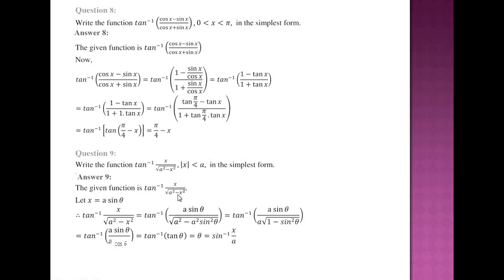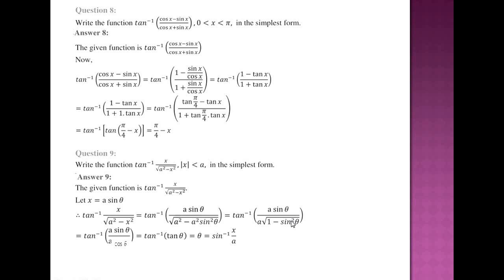So I have chosen x as a sin theta, because again I need to convert this into tan. The best thing I could feel is to take x as a sin theta. So a square is a square as it is, x square will become a square sin square theta. By taking a square common, you are left with 1 minus sine square theta. Since a square is common and the root is there, root of a square will become a, shifted outside the root sign, and you are left with 1 minus sine square theta.